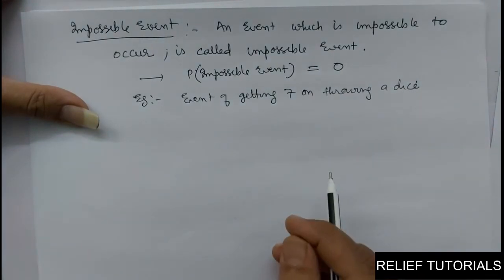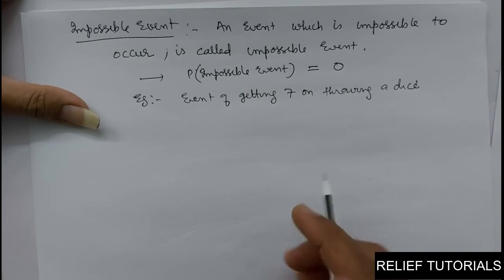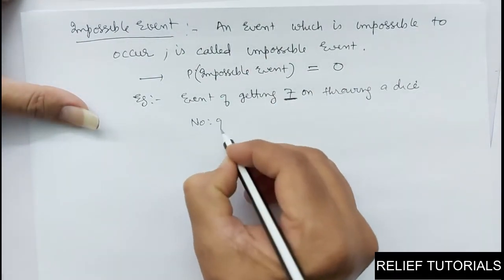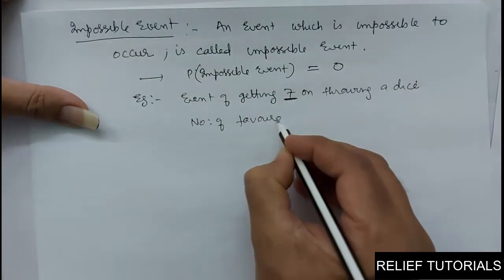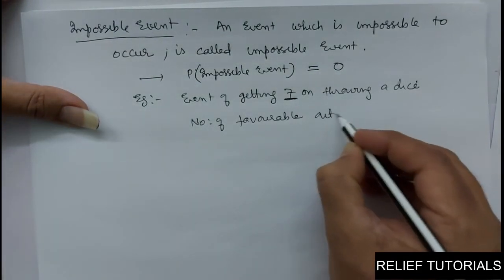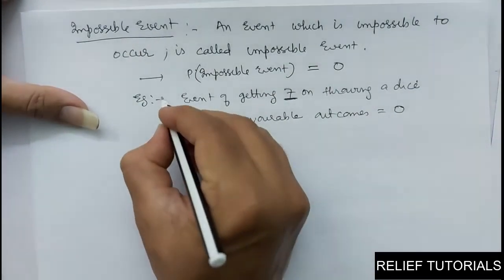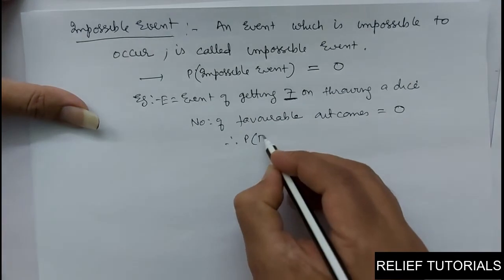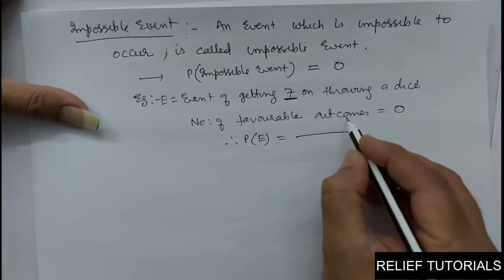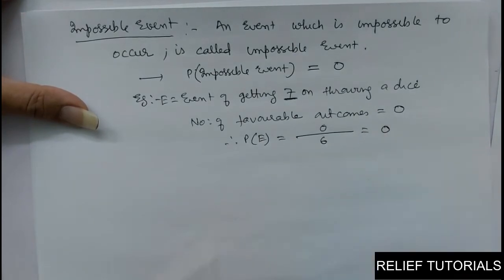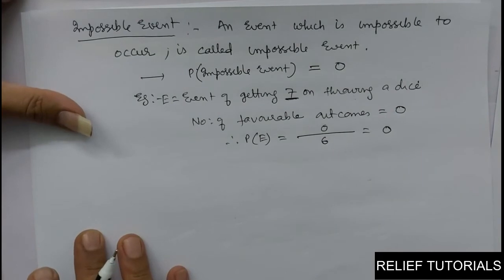When we throw a dice, which are the possible outcomes? 1, 2, 3, 4, 5, 6. We will never get 7. So number of favorable outcomes is equal to 0. Probability of event E is equal to number of favorable outcomes, 0, over total outcomes, 6. So what answer will you get? 0. So probability of impossible event is always 0. Clear?